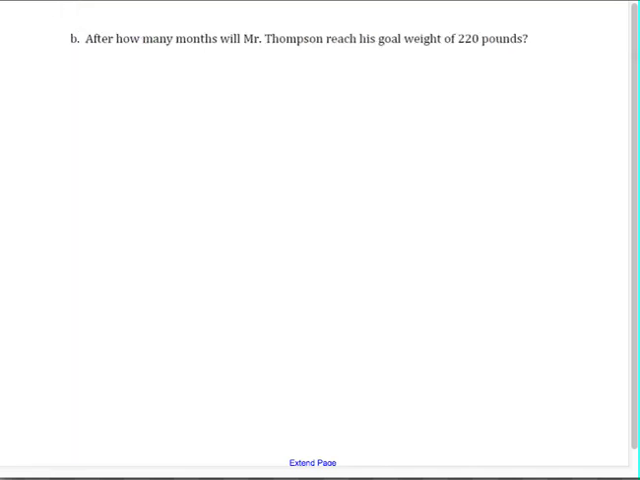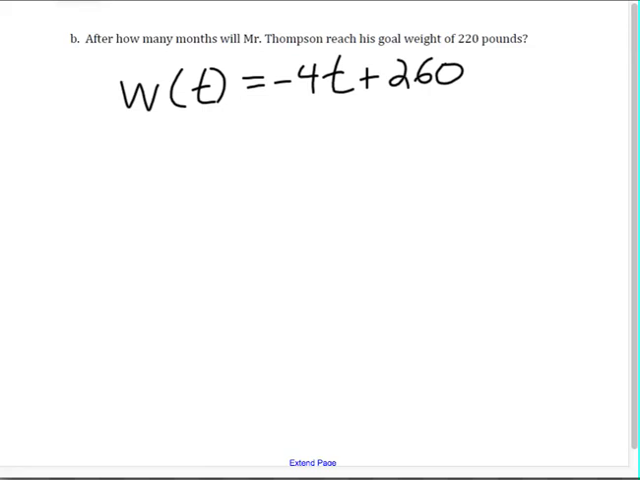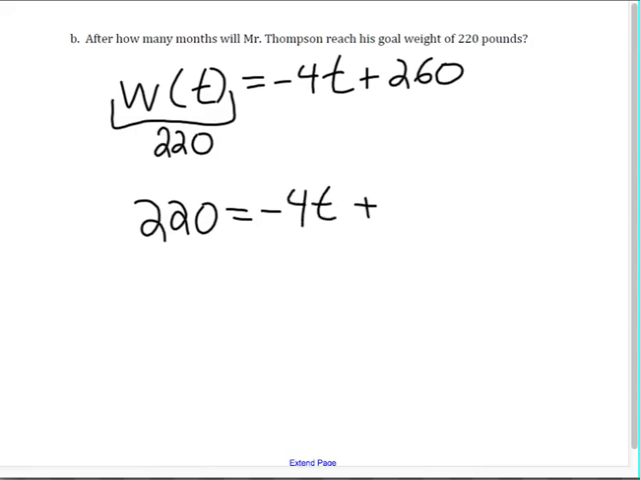Okay. After how many months will Mr. Thompson reach his goal weight of 220 pounds? So I'll rewrite once again my function. Now, 220 pounds, is that weight? Is it time? Clearly it's weight. We're substituting for that entire notation on the right-hand side, that's in function notation. So this is going to be 220 is equal to negative 4t plus 260.